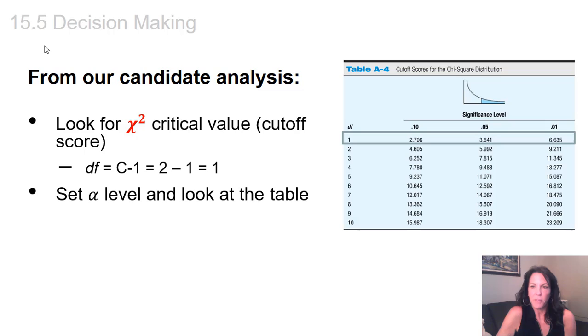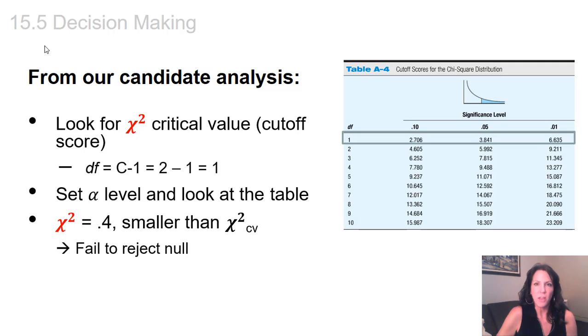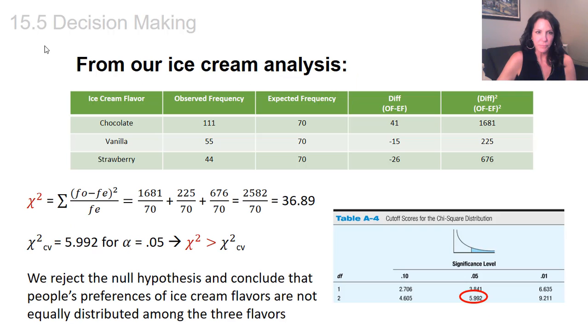And we set our alpha level, let's set it at 0.05. So our critical region looks like it's 3.841. And the chi-square that we had determined earlier was 0.4, which is much smaller than that critical chi-square. So we fail to reject the null. There is no difference between the candidates in terms of the potential votes. So that's how we would analyze chi-squared using degrees of freedom and our alpha level.